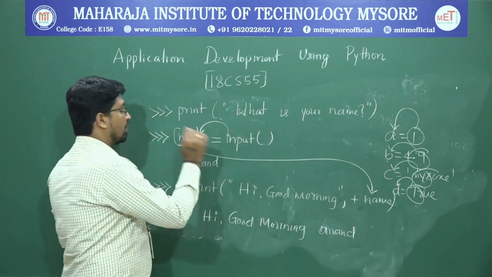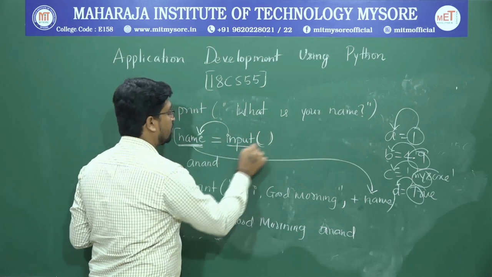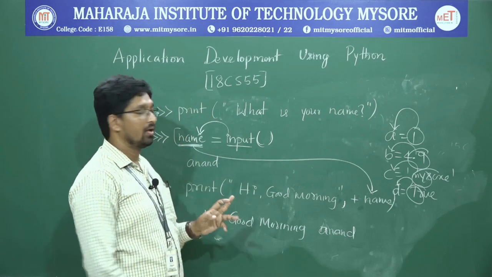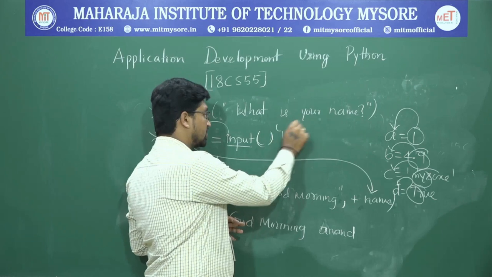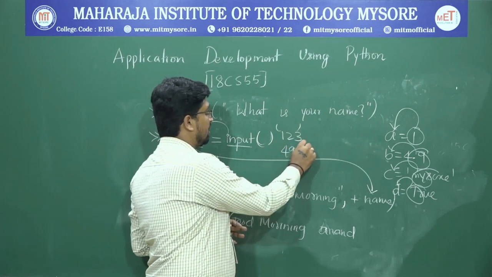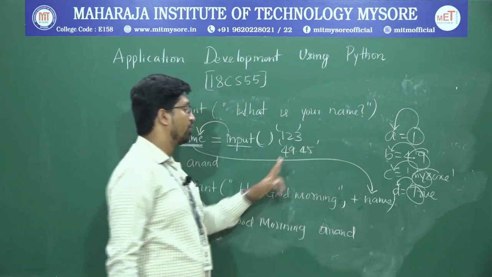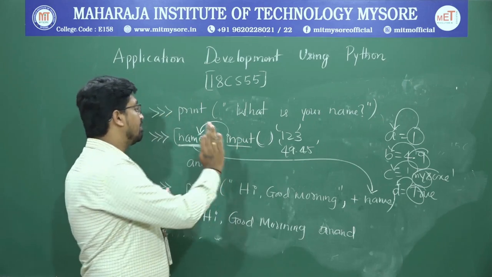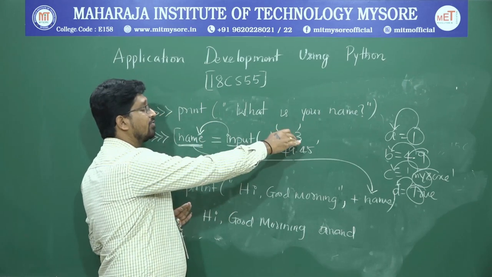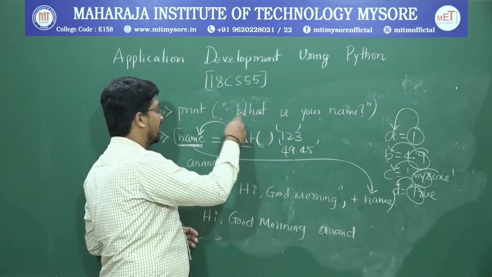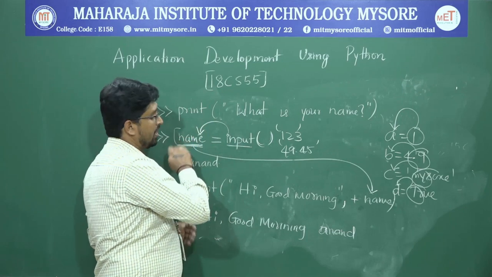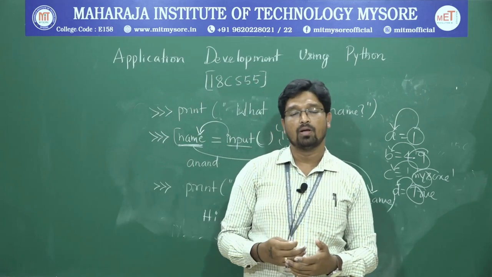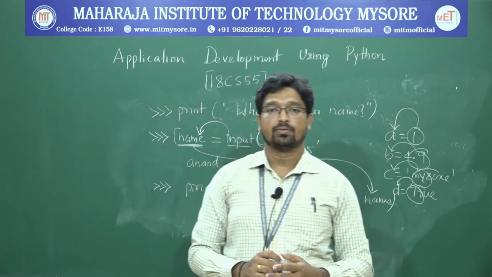And one more concept: whenever you take input using the input function, whatever you enter will be stored as a string data type. Let us say you enter 1, 2, 3, even 1, 2, 3 is stored as a string. Let us say you are entering 49.45, even 49.45 is treated as a string in input. We will discuss that later. So as of now, input will accept data in the string format. Whatever data you enter will be converted to a string, stored in name, and that name gets attached to the print statement. This is a very simple program for beginners. Thank you.